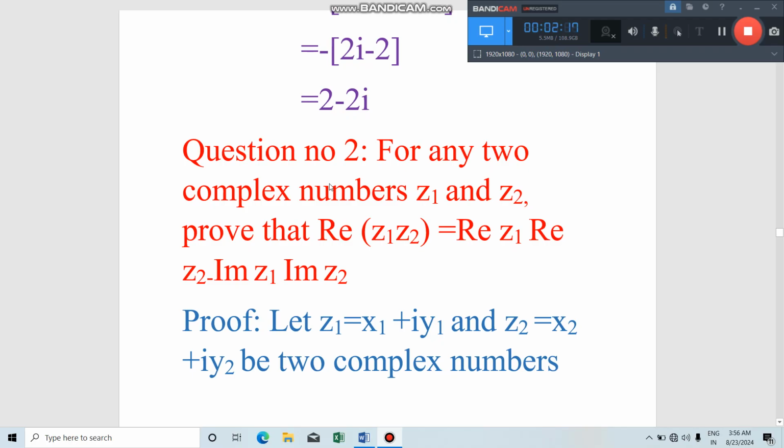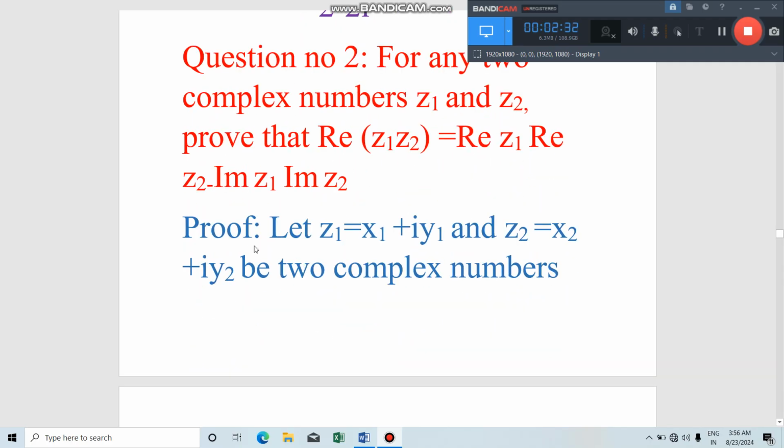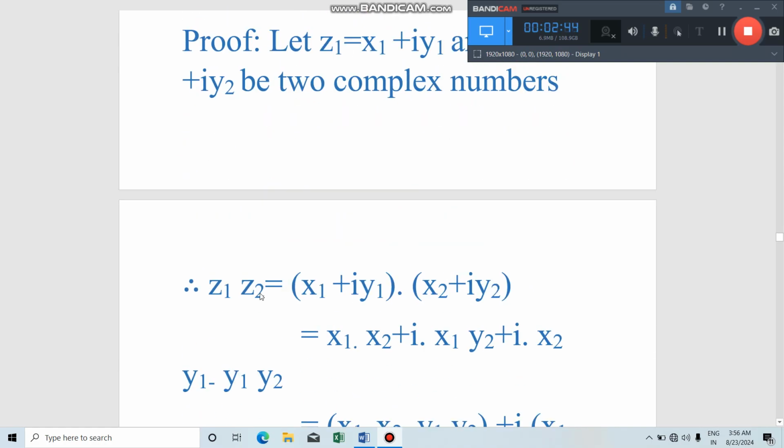For any two complex numbers z1 and z2, prove that real part of z1 into z2 equal to real part of z1 into real part of z2 minus imaginary part of z1 into imaginary part of z2. So let's proceed. This is the proof. Let z1 equal to x1 plus iy1 and z2 equal to x2 plus iy2 are two complex numbers. Now z1 into z2 equal to (x1 plus iy1) into (x2 plus iy2).